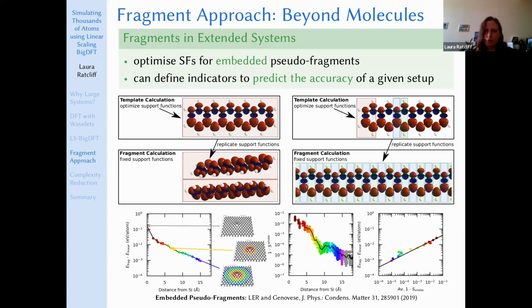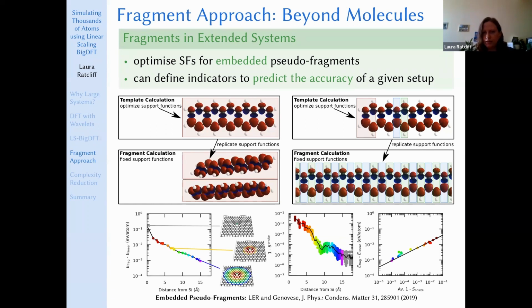So we also can go beyond molecules. Instead of the molecular case where we perform a template calculation for a molecule and then replicate the molecules, we could, for example, perform a template calculation for a molecule and then replicate only the central fragments and use it to perform a calculation on a polymer. So any system where you have some kind of repetition, whether this is isolated molecules or a 1D system like nanotubes or 2D systems like graphene, we can make use of this fragment approach to save computational cost.